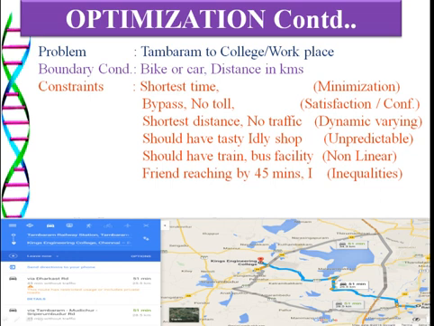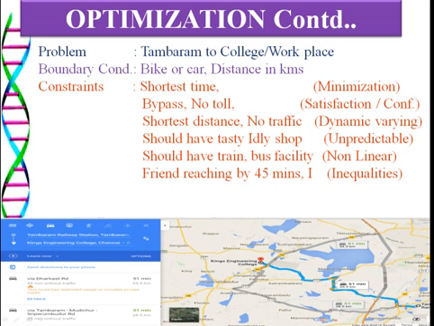Next I am giving a constraint: in my path there should not be any traffic. Yes, it is called a dynamic varying constraint. What it means is, while starting, Google may give the traffic details, but while moving the traffic may vary dynamically. It is changing; the traffic may be nullified or new traffic may arise. So it is called a dynamic varying constraint.